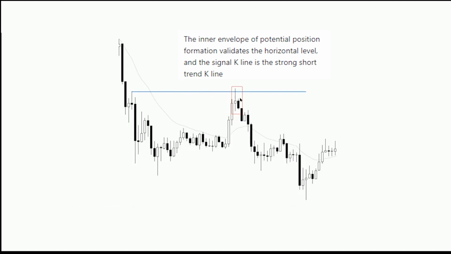The direction I want to enter is also short, so the signal K line is a strong trend K line in the same direction as my entry, which greatly increases the probability of winning my trade.